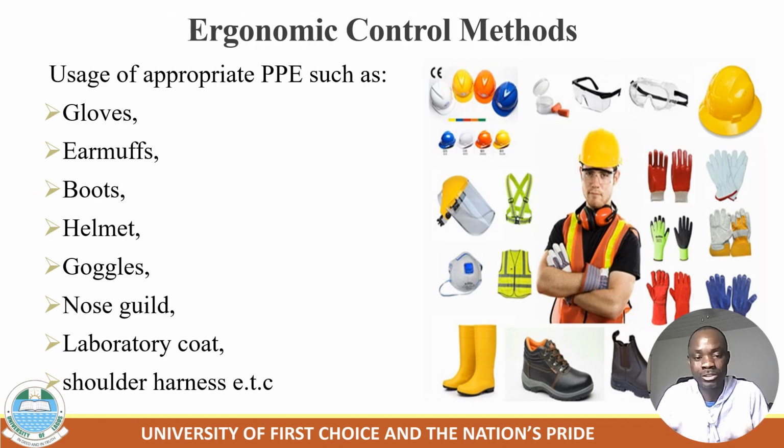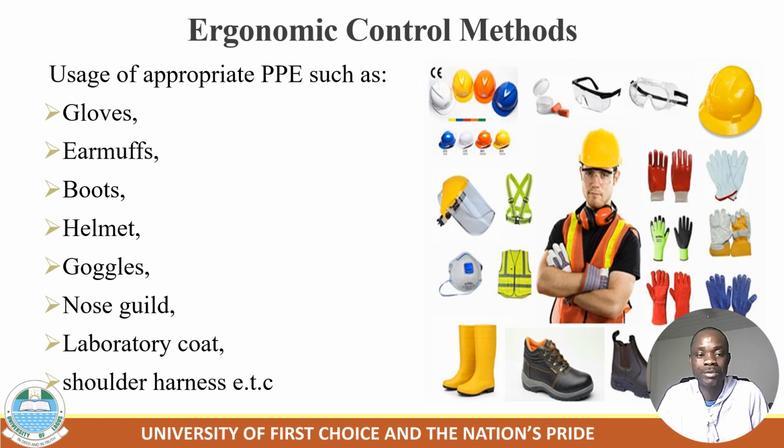So we've discussed the ergonomic control method in the first lecture. Here we continue with how you can control ergonomics in the workshop. Part of it is the usage of PPE, personal protective equipment. So personal protective equipment is what is referred to as PPE.